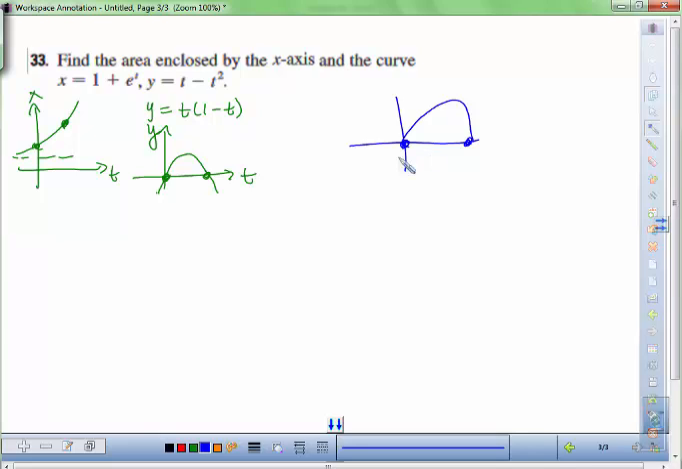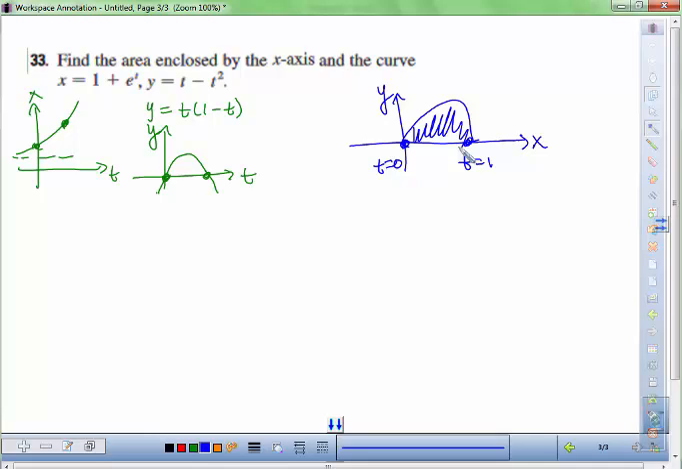Let's guess that without actually drawing this, t is equal to 0 and t is equal to 1 on your x and y axes. Your graph would kind of look like this, and so this is the area that you're looking for. And we'll plot it to make sure that this is actually how it looks.